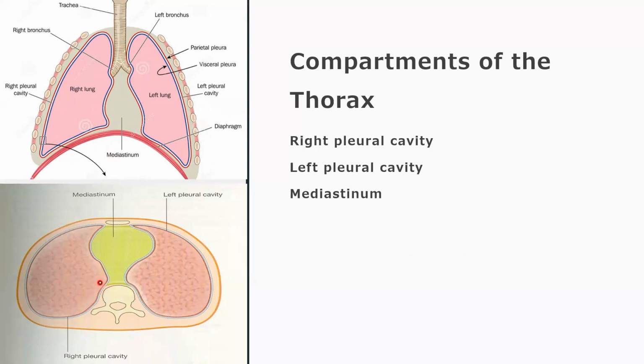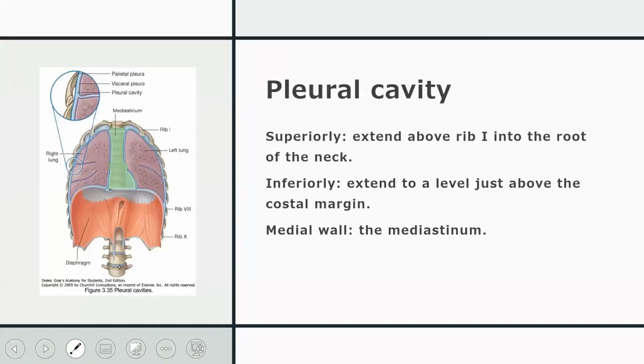This is a cross section. If you cut through a line like this, you can see this view. You have the right pleural cavity, left pleural cavity, and the mediastinum in the middle. So here we will look at the pleural cavity. The pleural cavity contains the pleura and the lungs.